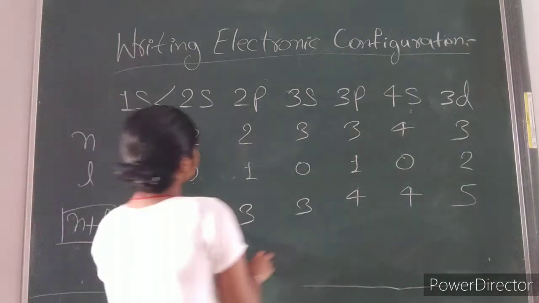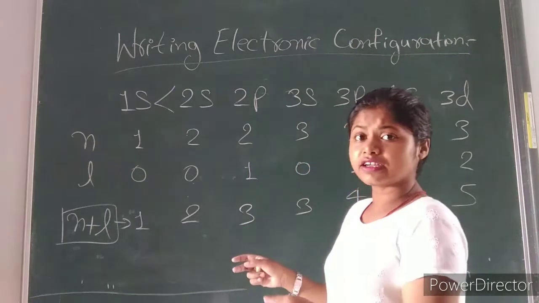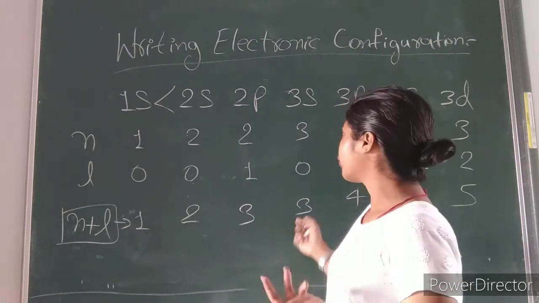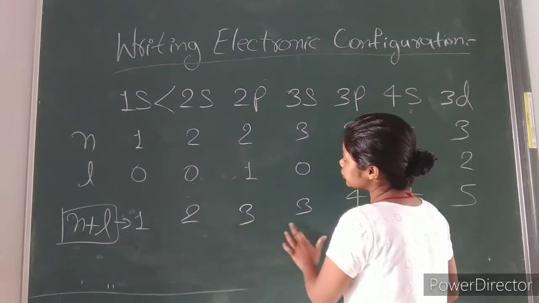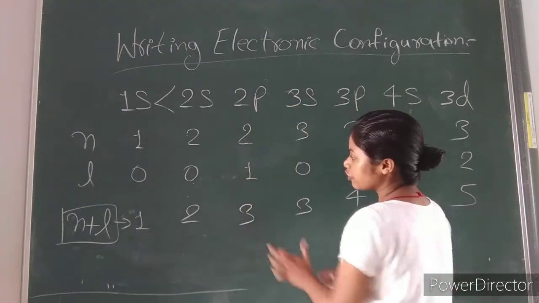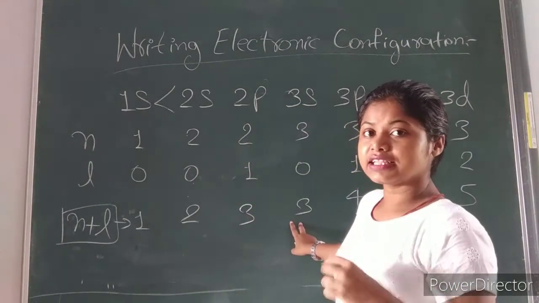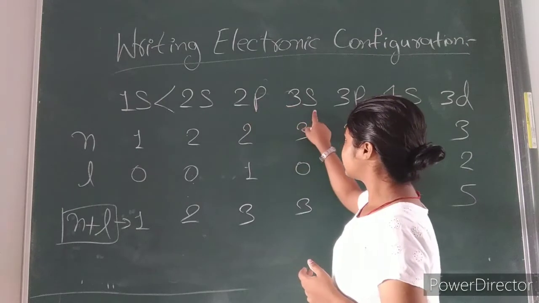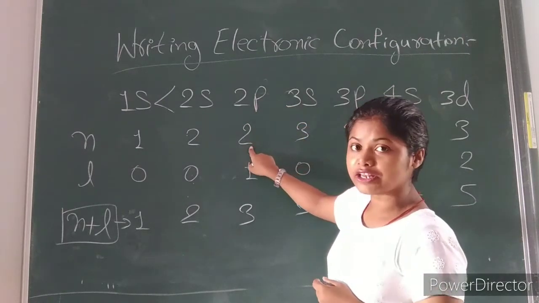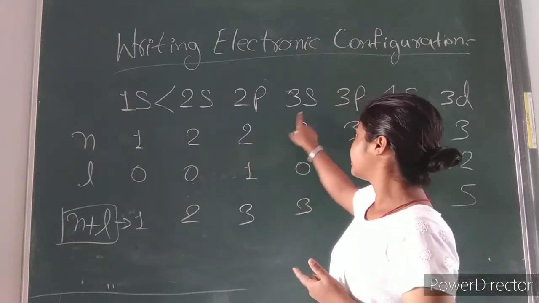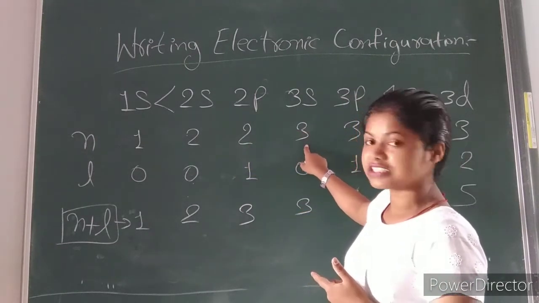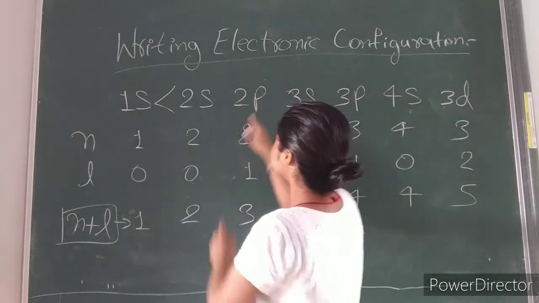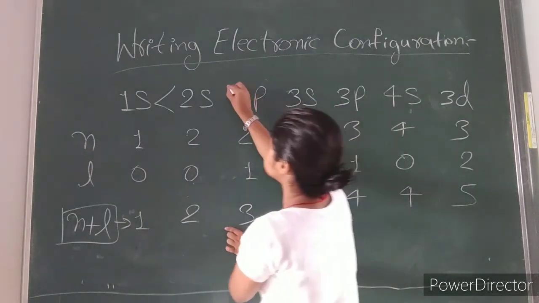Now coming back here, you can see there are 2p and 3s, and these have the same value of n plus l. Then how can we fill first? If in the case of 2p and 3s you find the same value of n plus l, then the second rule says you will see the value of n. In 2p, n has the lower value, that is 2, and 3s has the higher value of n, that is 3. So 2p will fill first.